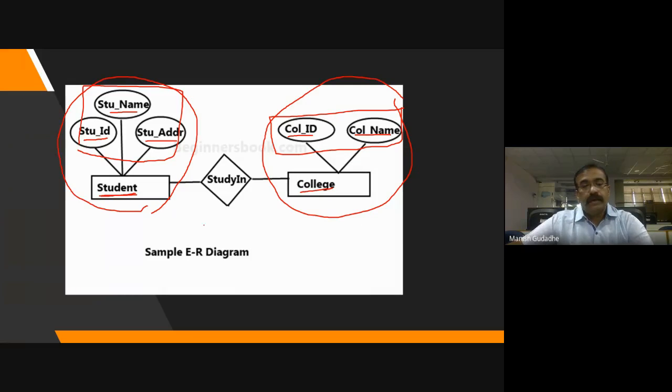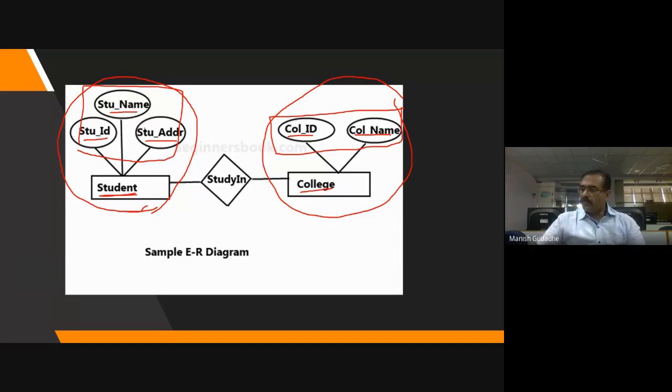Now these are two entities, and their attributes. Our basic definition of a database is a collection of interrelated data. So a student is connected to a college, or a student is related to a college. In other words, I can say a student is studying in a college.